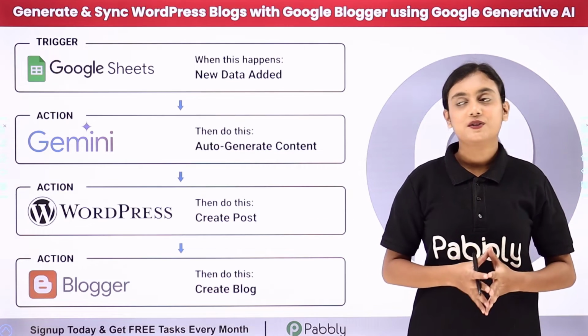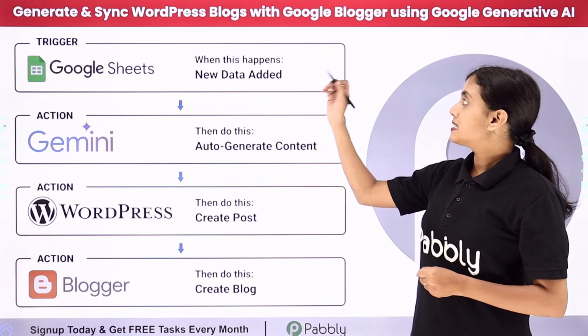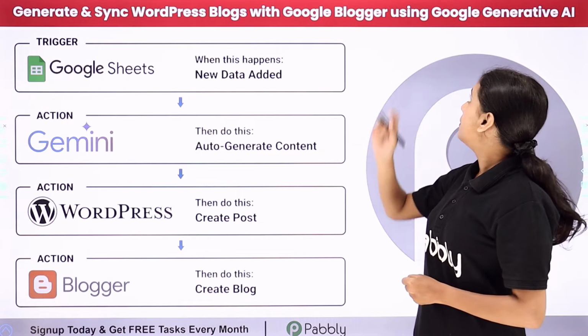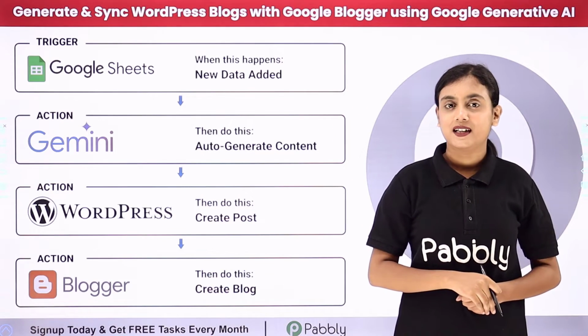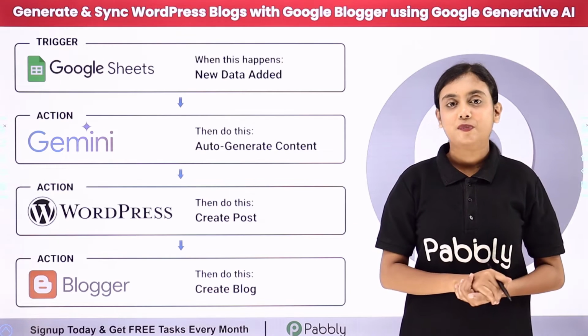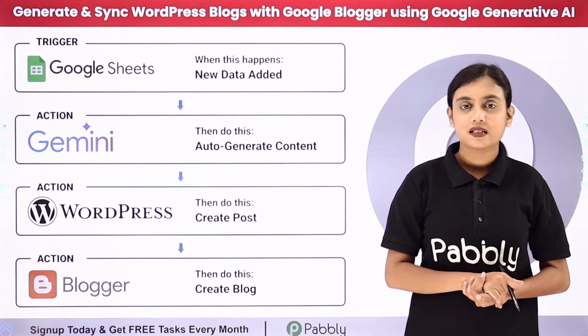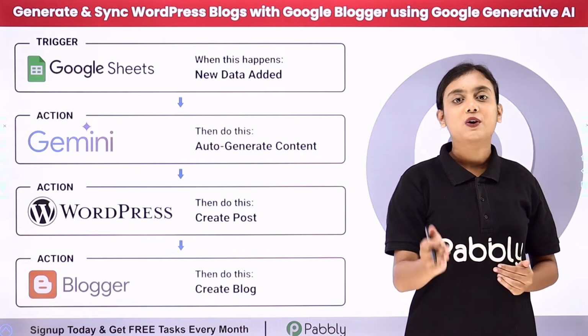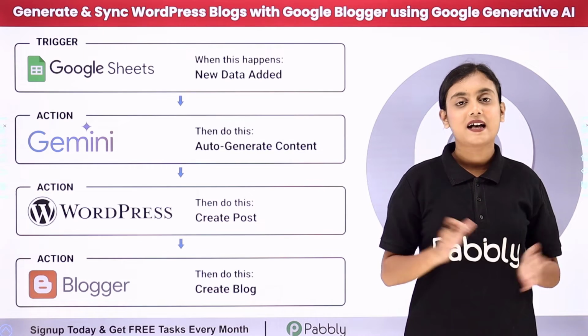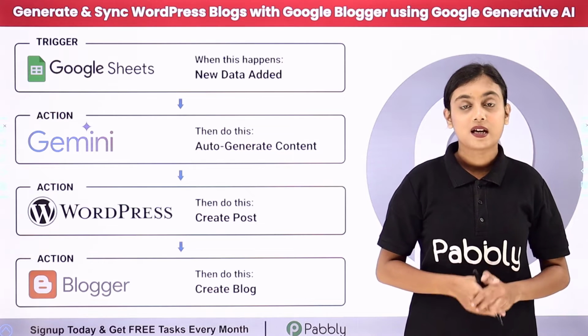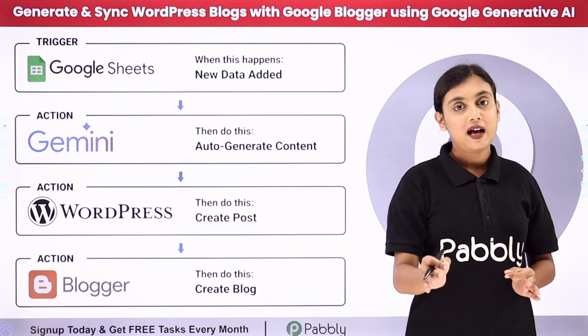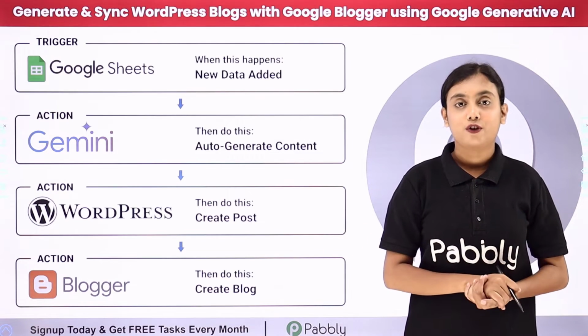In this video we're going to learn how to generate and sync WordPress blogs with Google Blogger using Google Generative AI. So I am an owner of a business and I want to generate content related to my business, and I want to post that content on my Google Blogger account as well as on my WordPress account. But if I'm going to do this manually, it is going to take me a lot of time.